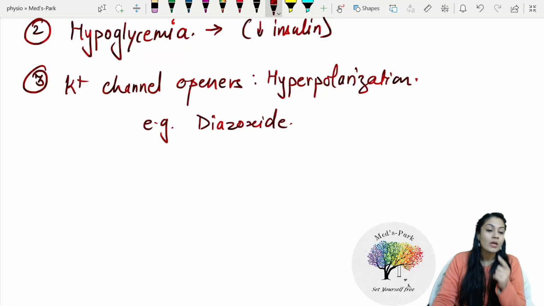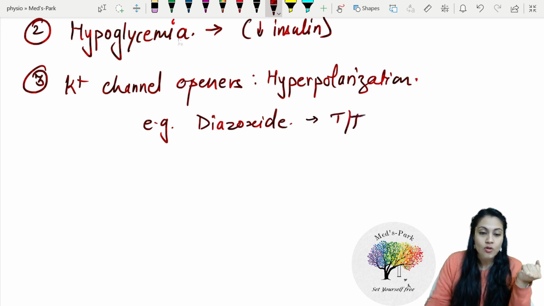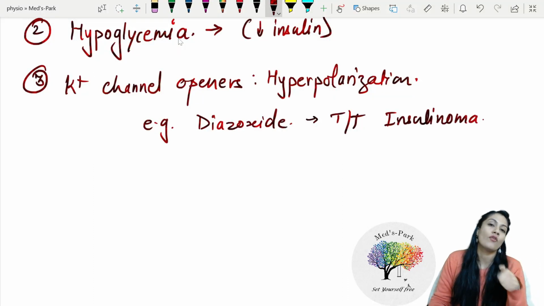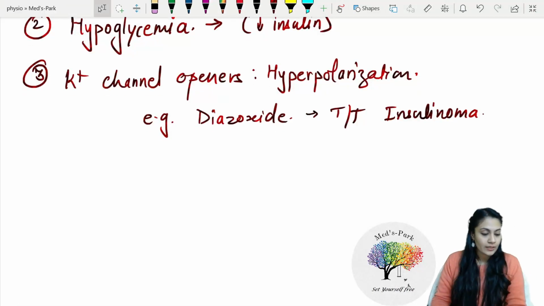And when it is given, obviously if there is hyperpolarization, less secretion of insulin will occur. And it is going to be helpful when the insulin secretion is much higher, as in cases of insulinoma, that is the tumor or cancer of the beta cells of the pancreas, which is secreting an excessive amount of insulin. In that case, this diazoxide is going to help the patient to decrease the insulin release, right?